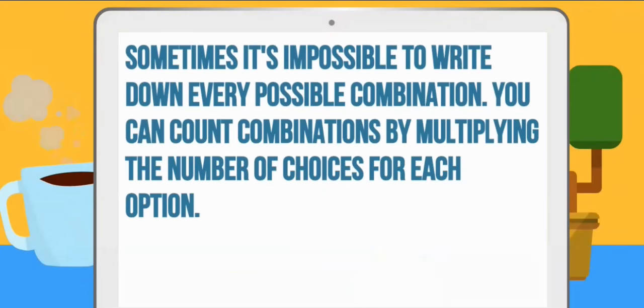Sometimes it's impossible to write down every possible combination. You can count combinations by multiplying the number of choices for each option.